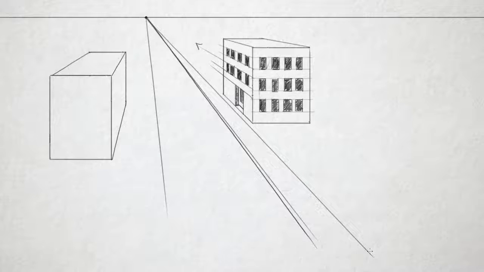We'll also go ahead and add a sidewalk here with just another line that goes back to the vanishing point. We can also add some cracks in the sidewalk by just drawing horizontal lines that progressively get closer to each other as it goes back in space.